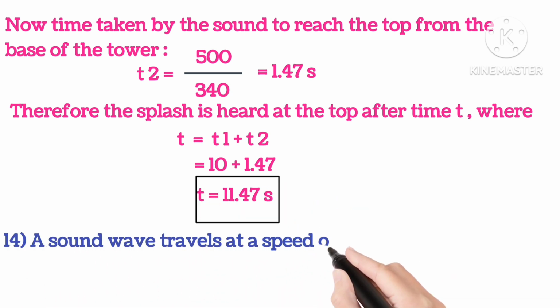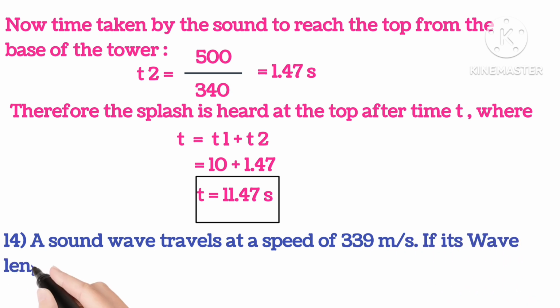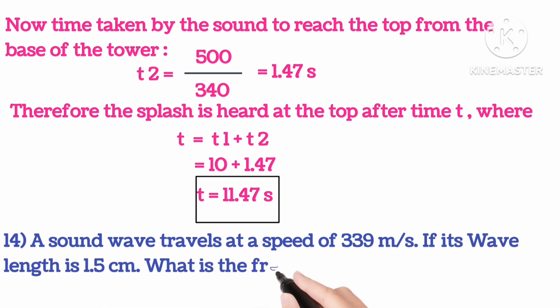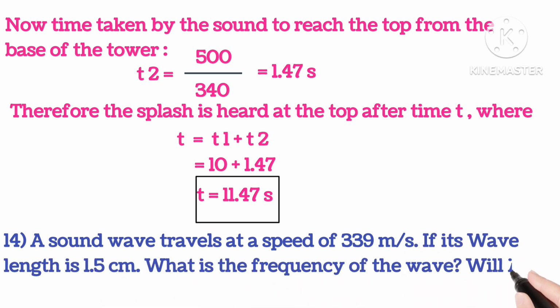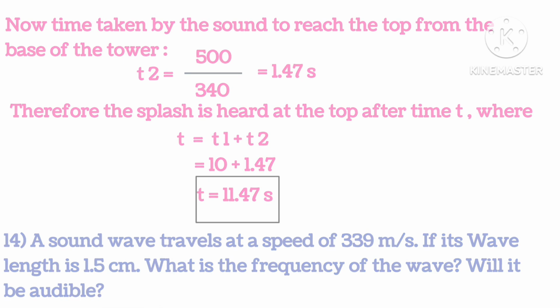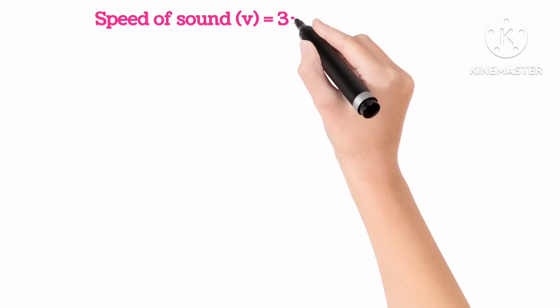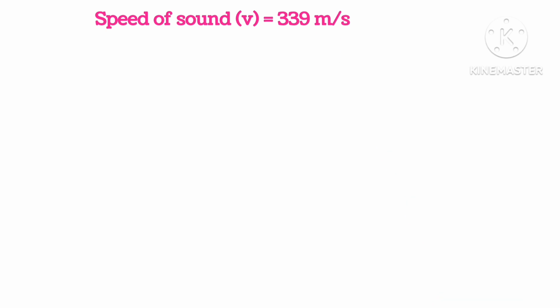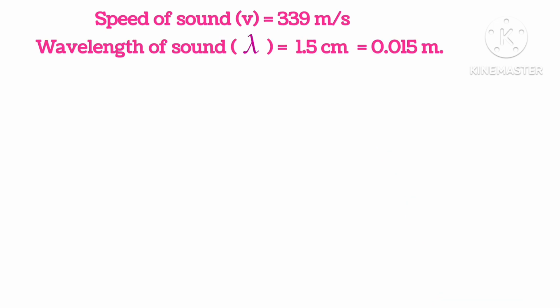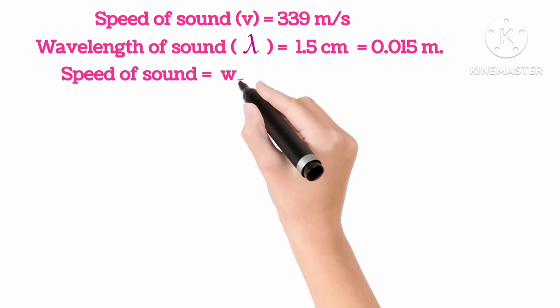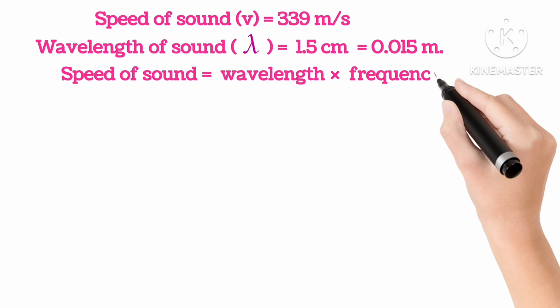14th, a sound wave travels at a speed of 339 meters per second. If its wavelength is 1.5 centimeters, what is the frequency of the wave and will it be audible? So the speed of sound is 339 meters per second here. Wavelength is 1.5 centimeters, which is 0.015 meters. Now speed of sound is equal to wavelength into frequency.